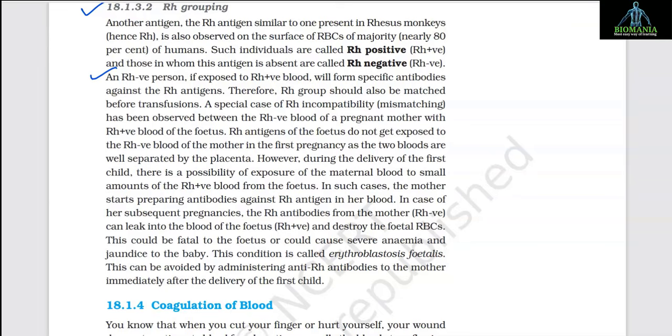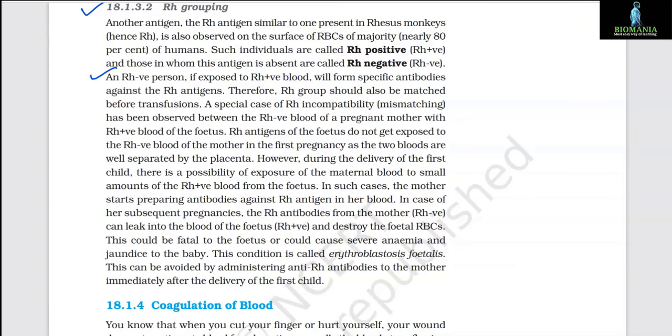A special case of Rh incompatibility, that is mismatching, has been observed between the Rh negative blood of a pregnant mother with Rh positive blood of the fetus. Rh antigens of the fetus do not get exposed to the Rh negative blood of mother in the first pregnancy, as the two bloods are well separated by the placenta. However, during the delivery of the first child, there is a possibility of exposure of the maternal blood to small amounts of the Rh positive blood from the fetus.